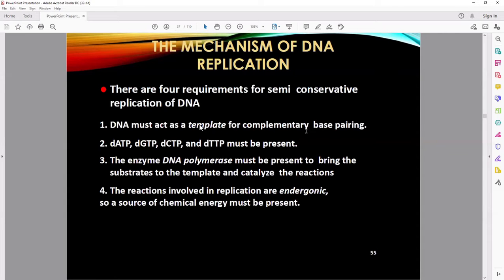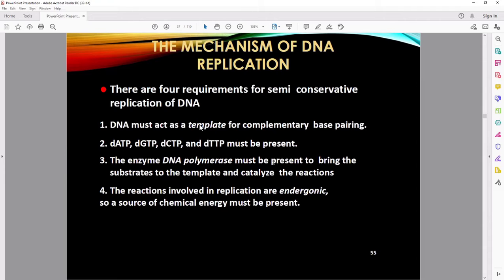These are the 4 requirements for semi-conservative replication. DNA must act as a template for complementary base pairing. We know that. Each strand will serve as a template. And the nucleotides, the ATP, the GTP, the CTP, and the TTP must be present. Basically, this helps the process of replication. If we conduct a PCR experiment, we require this, in the form of dNTPs. I'm using dNTPs for research.